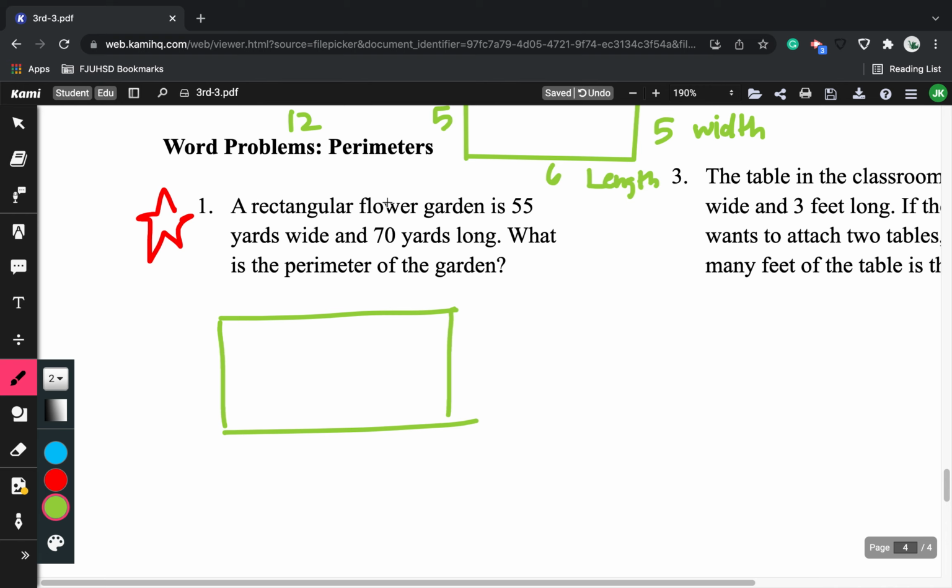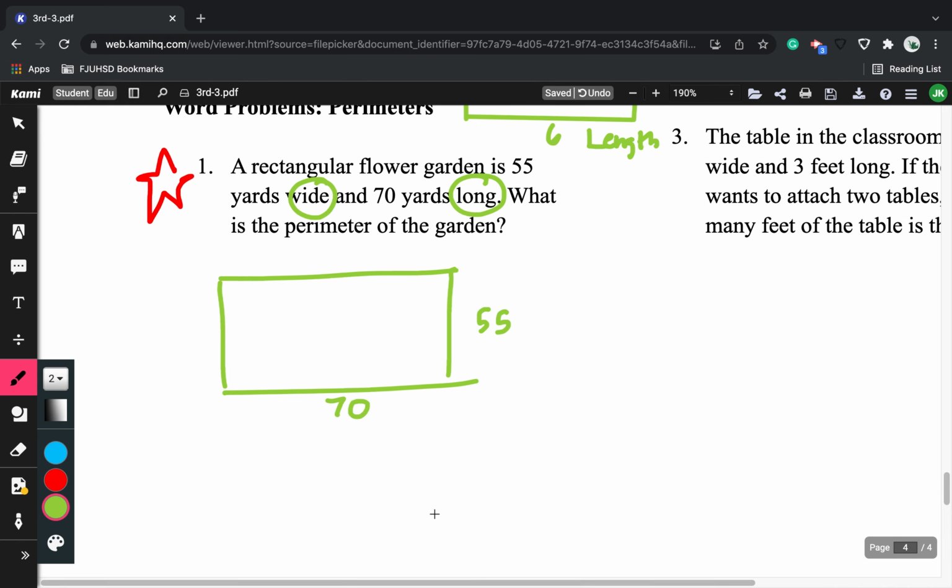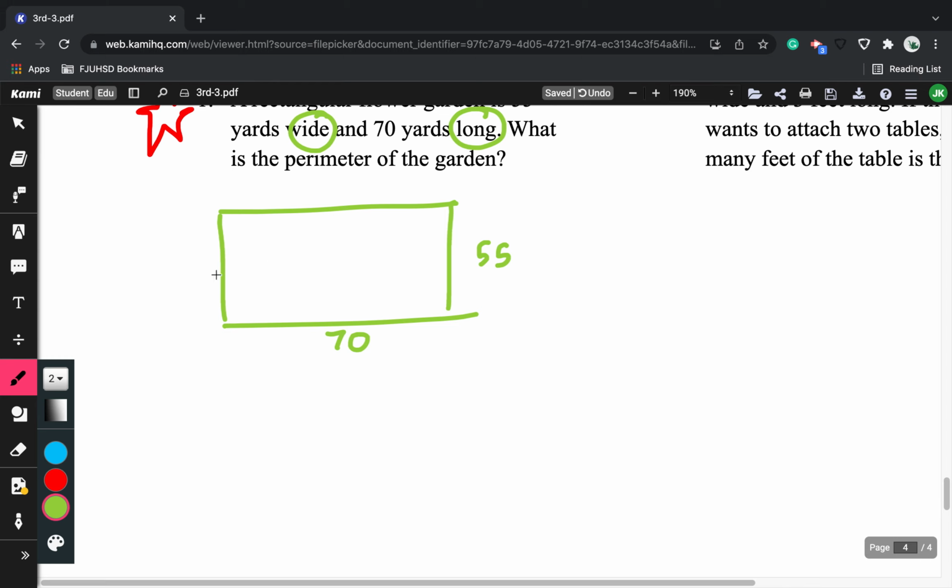Okay, so a rectangular flower garden is 55 yards wide. That is the width. And 70 yards long. What is the perimeter of the garden? So, since we know two of the sides, we know that the short sides are going to be matching and the long sides are going to be matching. So, if you want to find a perimeter, you add up all of these.